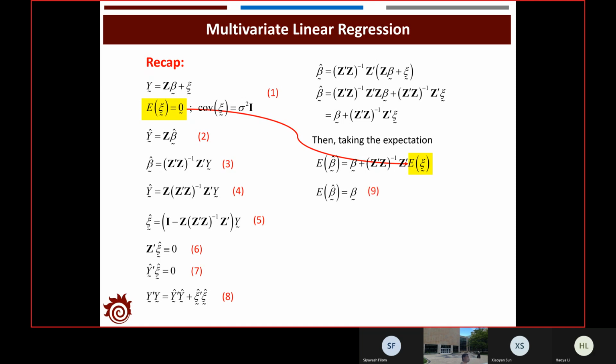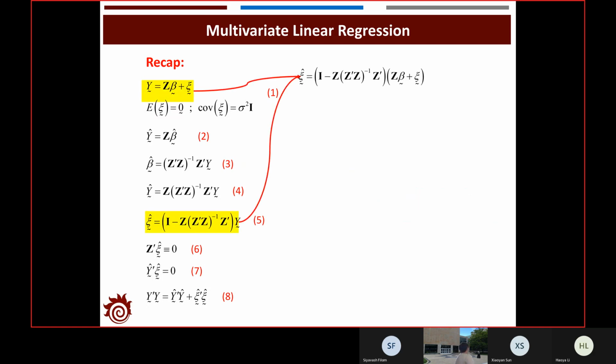So it means that beta hat is an unbiased estimator of the true parameters in the population. So this is quite important. If it's biased, it means that your estimation is not correct. We call this one the unbiased least square estimator.